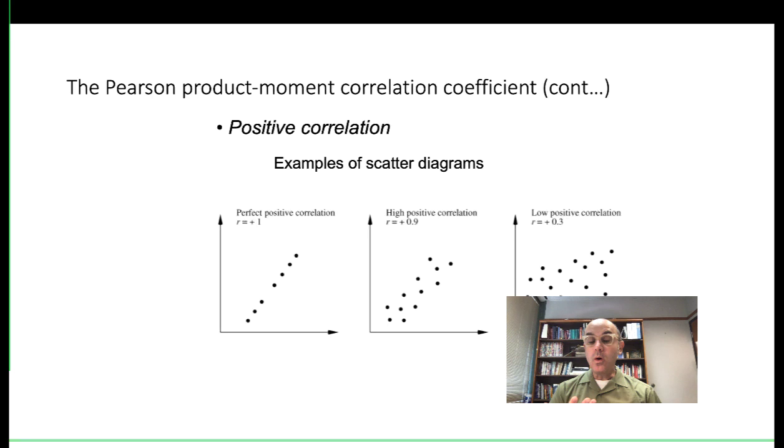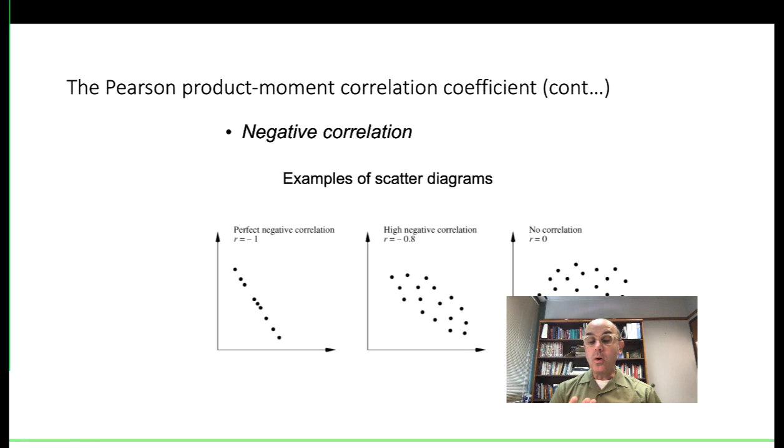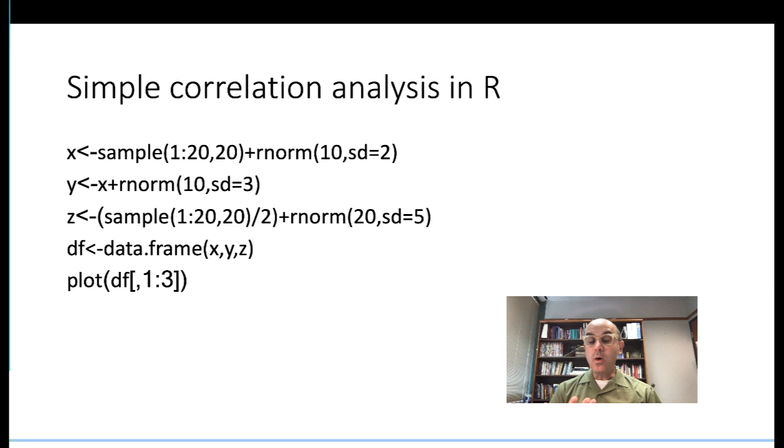In correlation, we have the idea of positive correlation, almost a perfect positive correlation that is +1, or high positive, which is +0.9, and even low correlation, which is 0.3. Negative correlation is the opposite, which is almost the perfect score of -1. And so we might have that in that sense.